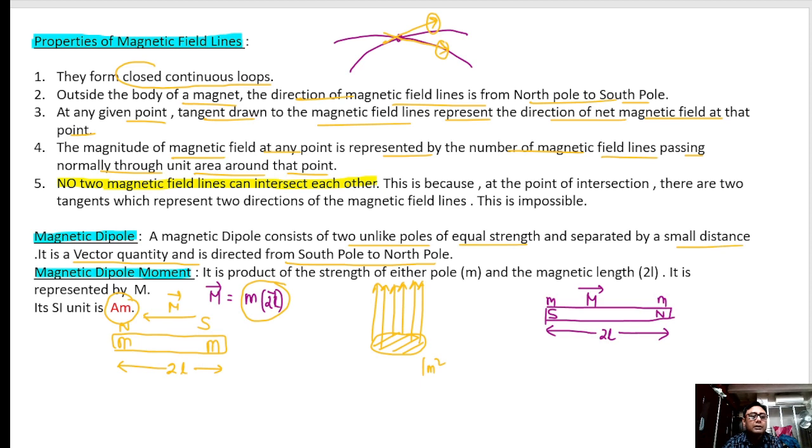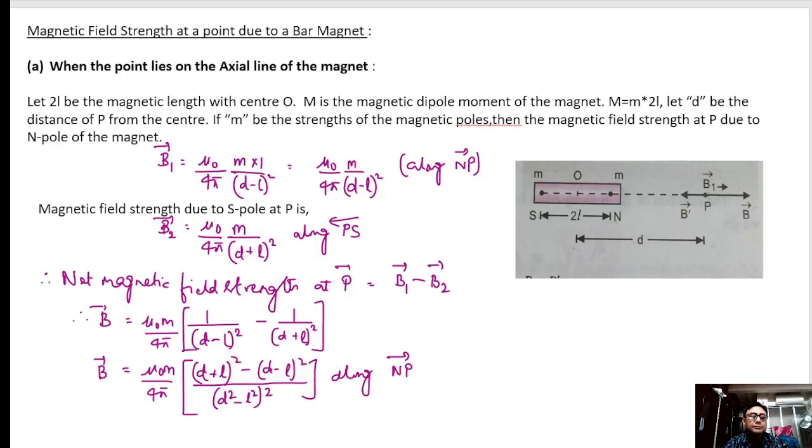So let's move ahead with the next one. The next one: magnetic field strength at a point due to a bar magnet. So this is what we are going to study, the magnetic field strength at a point due to a bar magnet. Okay, so let's see what is there.